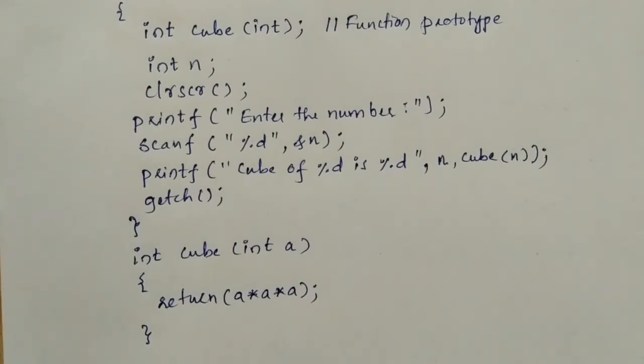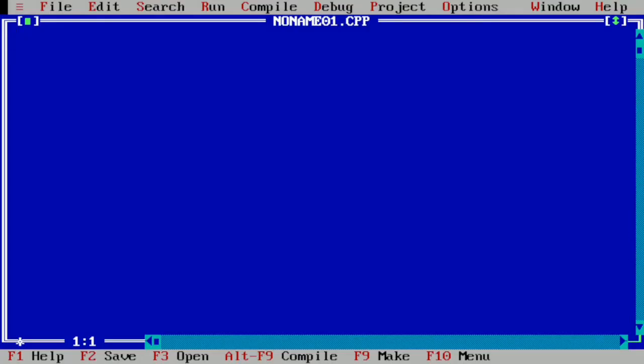For that I will take you to my laptop screen. Here we are going to write the purpose of the program in a comment line. I'll use single line comment by writing double forward slash. I'll write a C program to find cube of a number using function.